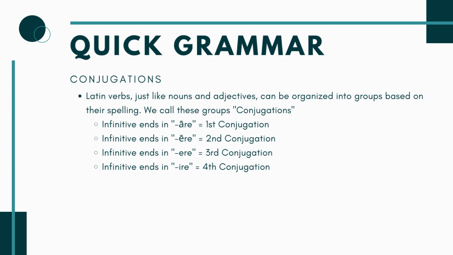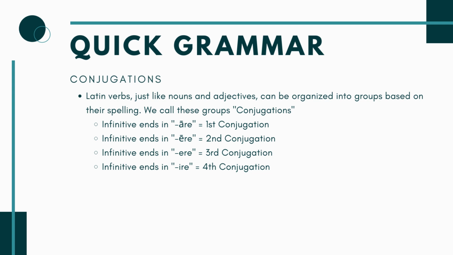So the way you know what group a Latin verb belongs to is by looking at the infinitive. The infinitive is the second part of the verb if you were to look it up in a dictionary. So if that infinitive ends in an ARE, it's what we call first group or first conjugation. A long ERE makes it second. A short ERE, meaning the ERE has no long mark or macron over it, is third. And an IRE is fourth. So these are the four groups that we have for Latin verbs.